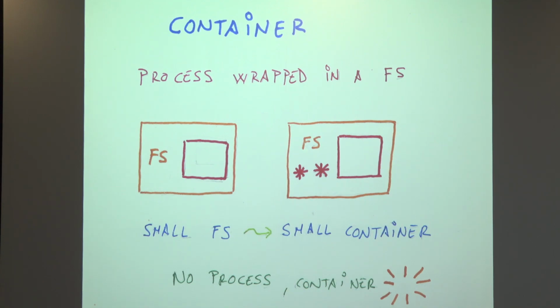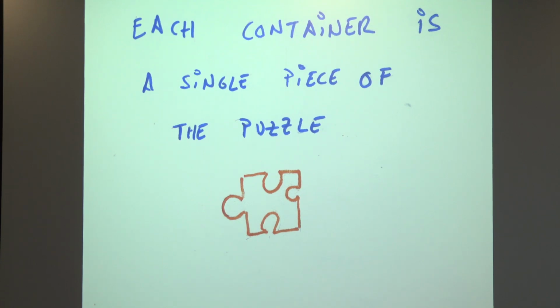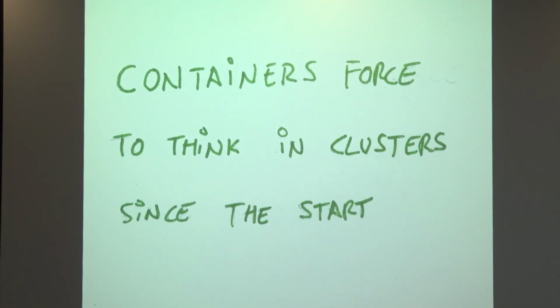That process is not necessarily the only thing your container can run, and that's why I put those asterisks there. But those others should be completely accessory. The main process is something you need to keep in mind: what is my main process in my container? And then make decisions after that. The other thing to take into account is that each container is a single part of the puzzle. You can't really work with a single container. If you try to replicate the server that we showed earlier, you can't do that with a single container. You have to use more. So containers force you to think in clusters from the start.